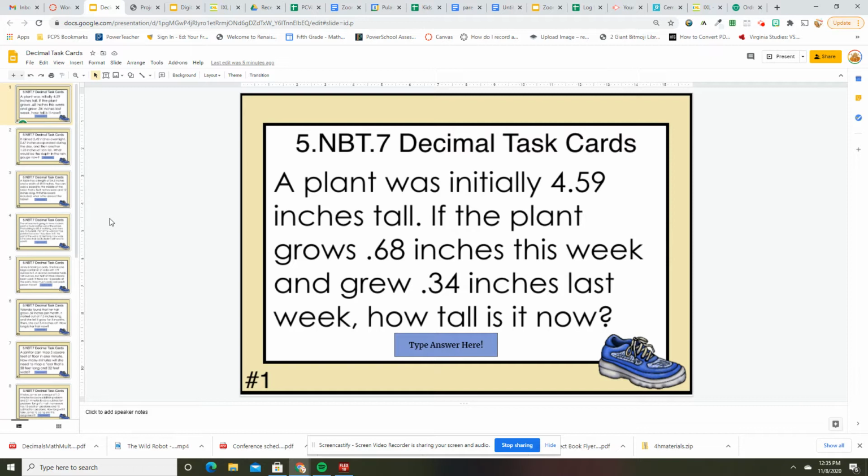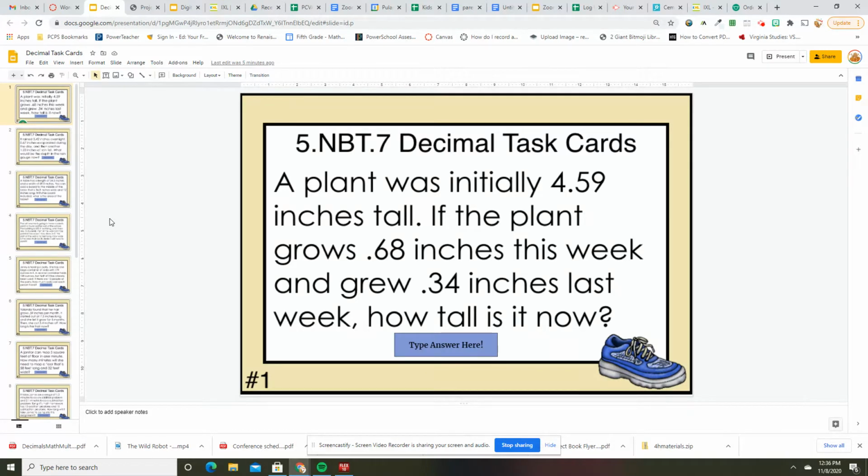You need to read the problem, read it twice, and then see what you think you are going to have to do to the problem. All right, let's look at number 1 together. A plant was initially 4 and 59 hundredths inches tall. If the plant grew 68 hundredths inches this week and grew 34 hundredths inches last week, how tall is it now?